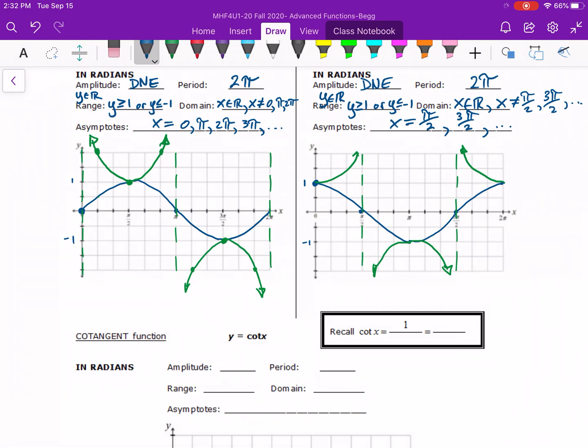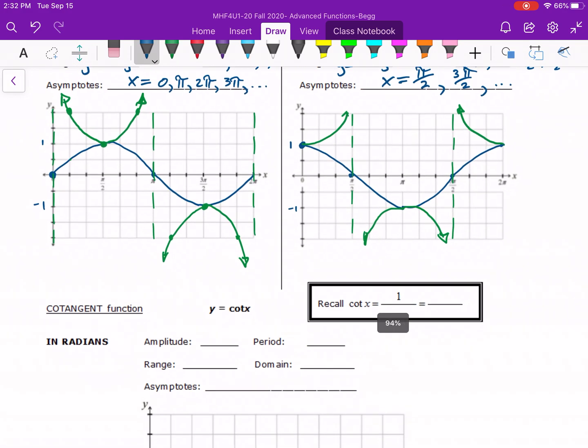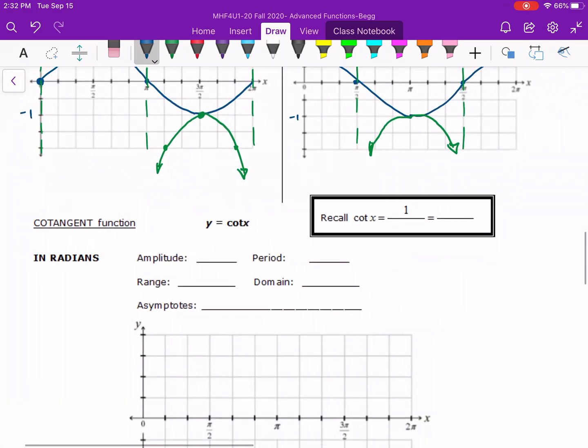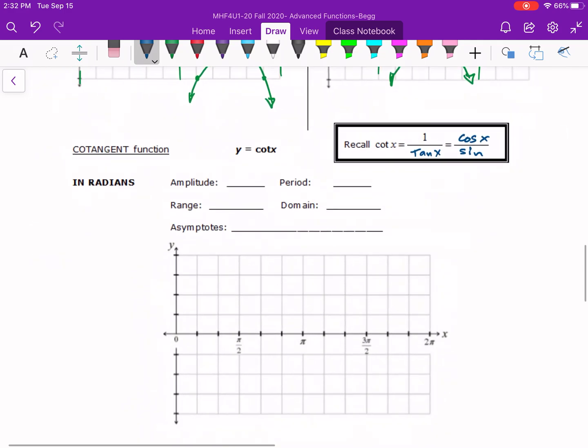Okay, the last one is the cotangent function, and remember cotangent is equal to 1 over tangent. And if tan equals sine over cos, then cotangent must equal cosine over sine. So there's a couple ways we can approach the cotangent function, but I think the easiest way is just to, again, flip the tan function.